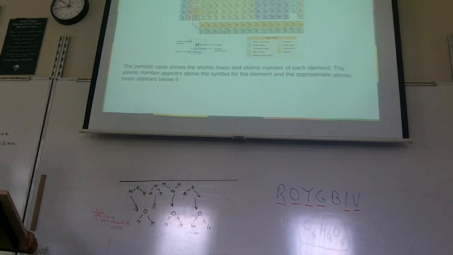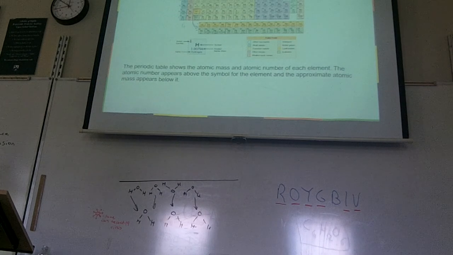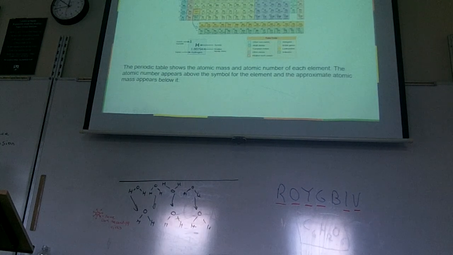All the elements are ordered in the periodic table in a certain way. Y'all should have learned this in chemistry. The first column all have one valence electron. The second column all have two valence electrons.